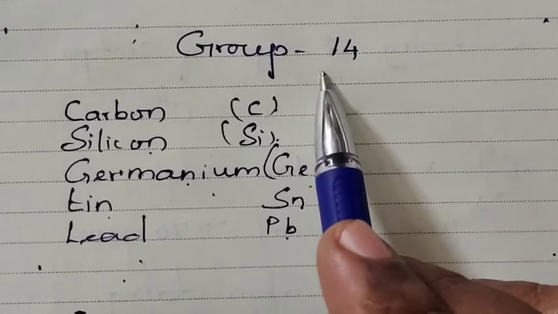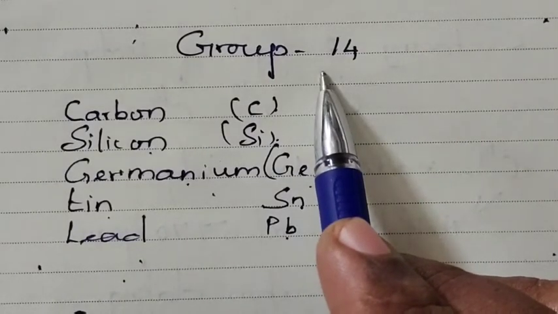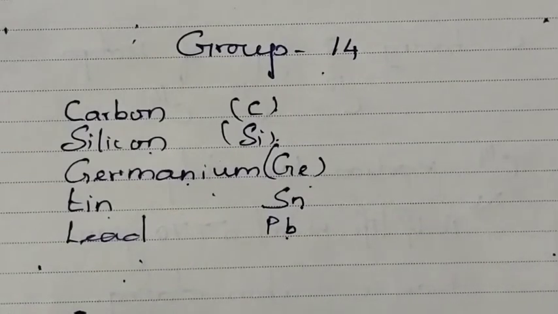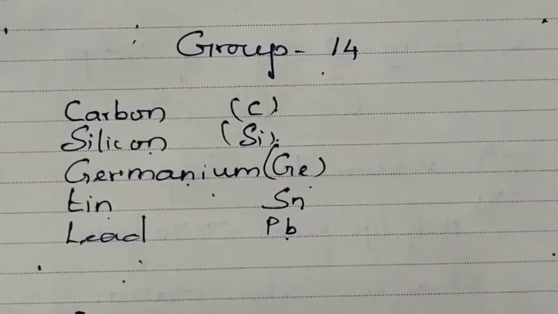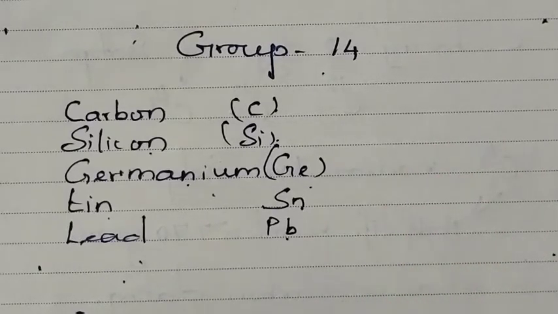Group 14 is often called the carbon family elements. Since carbon is the first member, it is also called the carbon family.